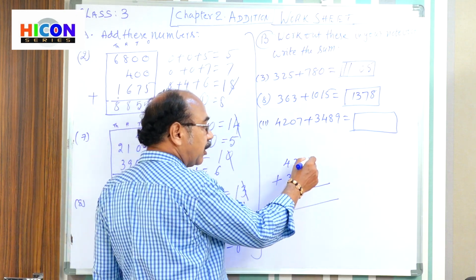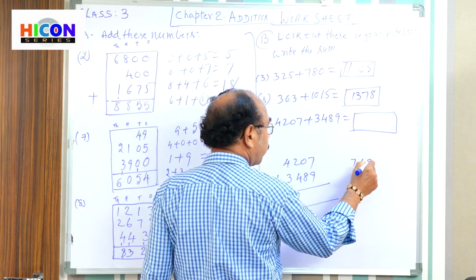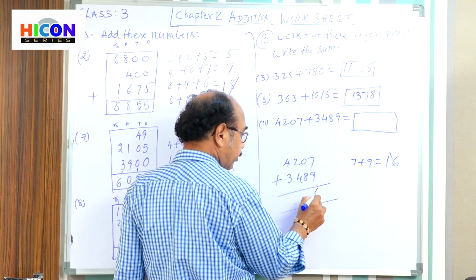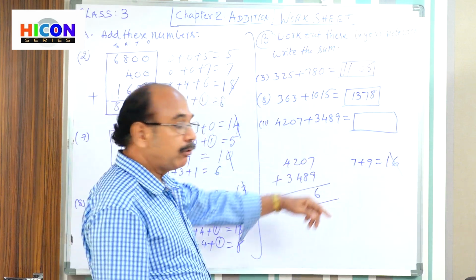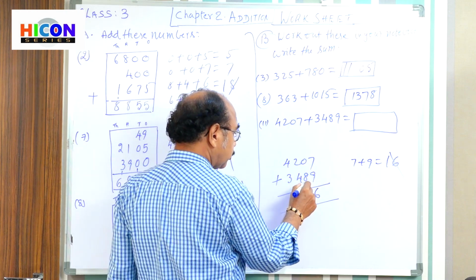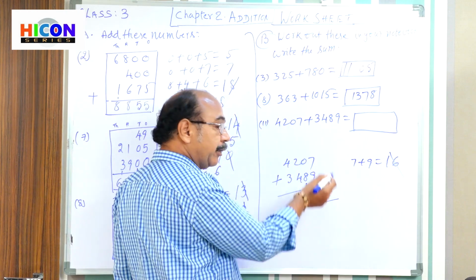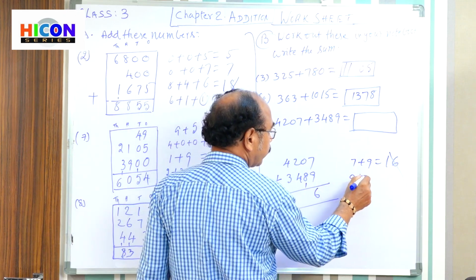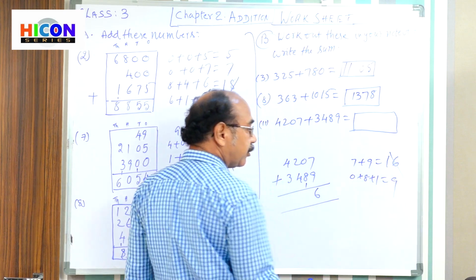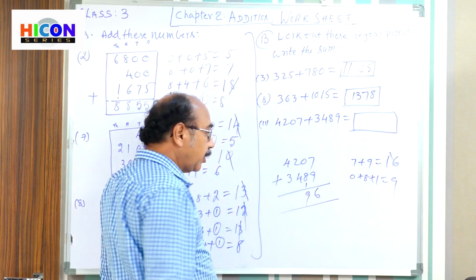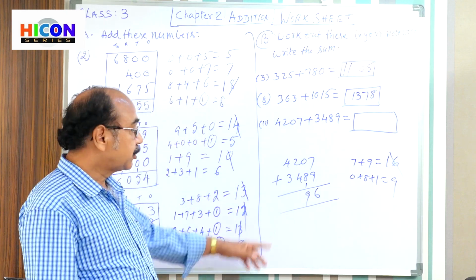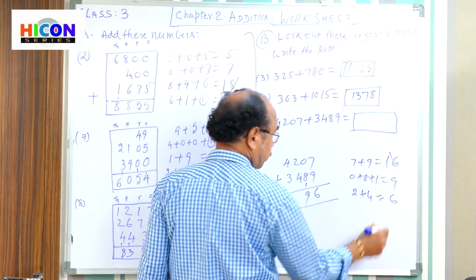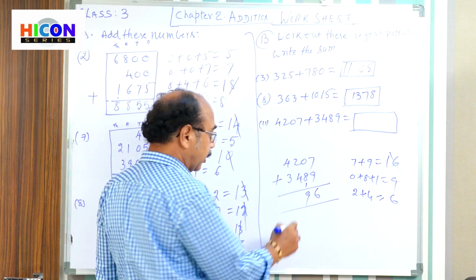Take the units place digits. What are the digits in the ones place here? 7 and 9. 7 plus 9 is 16. Strike off 6 and write it in the units place. Now 1 is to be carried out to the next tens place. So 1 you write here, carried out. Now add the digits. 0 plus 8 plus 1 is equal to 9. Single digit you got. So 9 you write in the tens place. Now take the digits of hundreds place. 2 plus 4 is equal to 6. Single digit. Write 6 in the hundreds place.